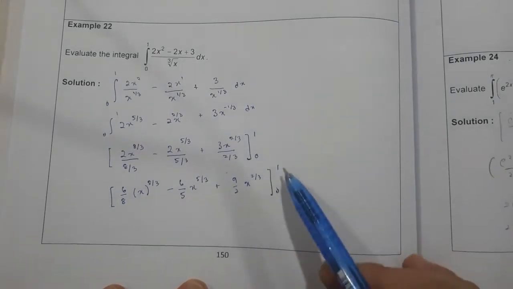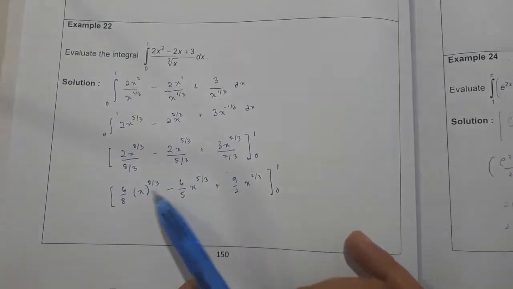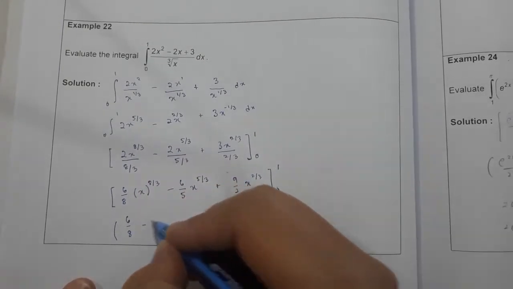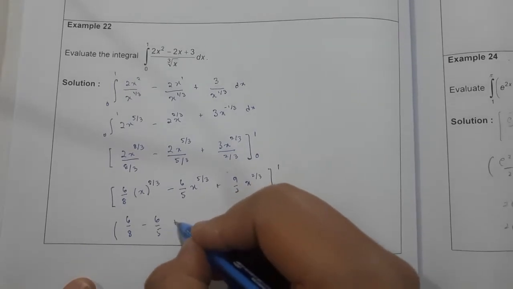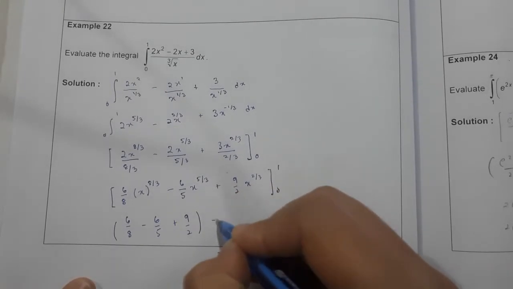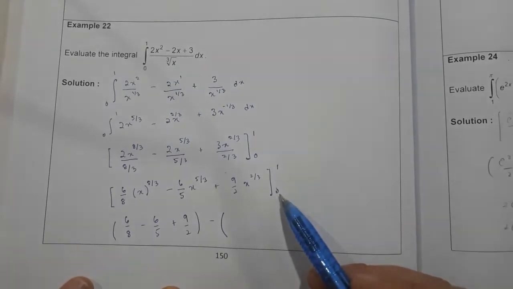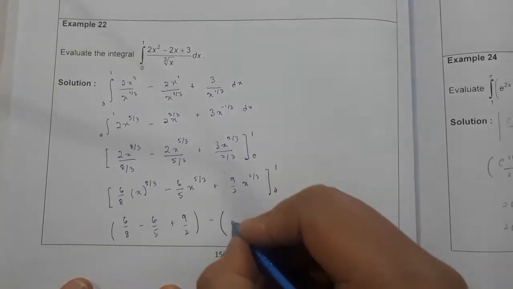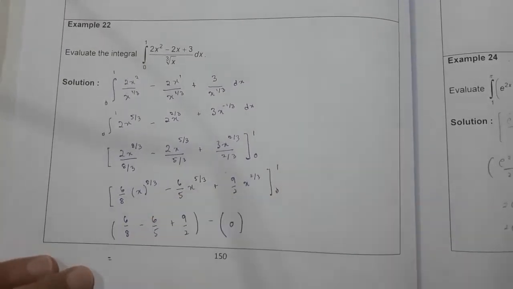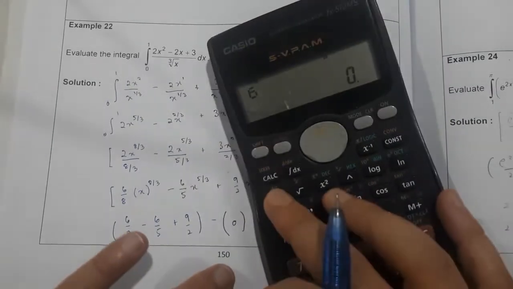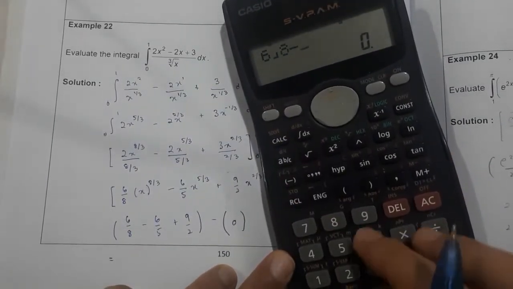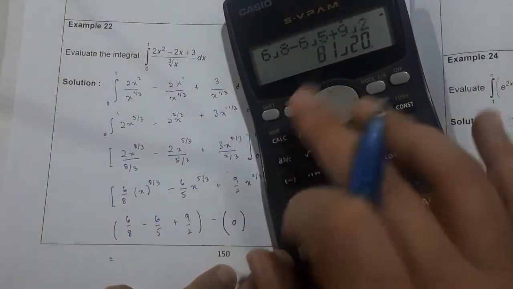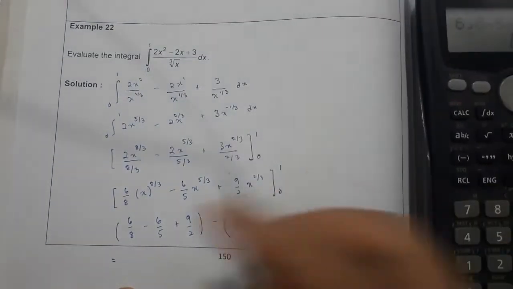Okay, first substitute 1 into x. We get 6 over 8 minus 6 over 5 plus 9 over 2 minus, substitute 0 into x. We get 0 minus 0 plus 0. Final answer is 81 over 20.